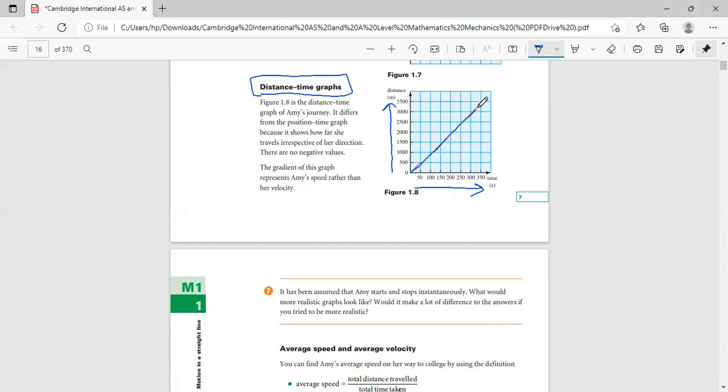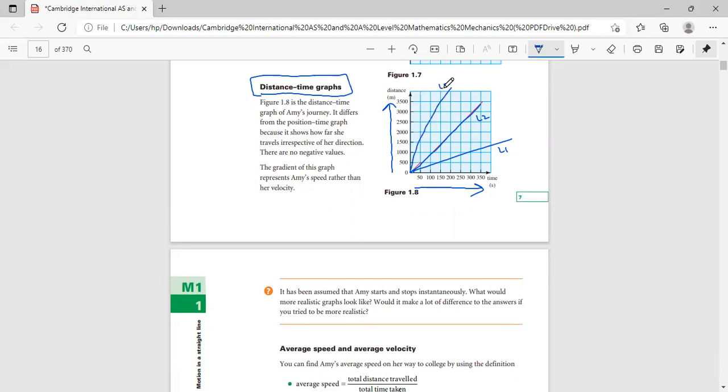If the line is steeper, then the speed is more. For example, I call this line L1. It means speed is less. If I talk about this L2, it means speed is high. If I talk about a line like this, the speed is even more.